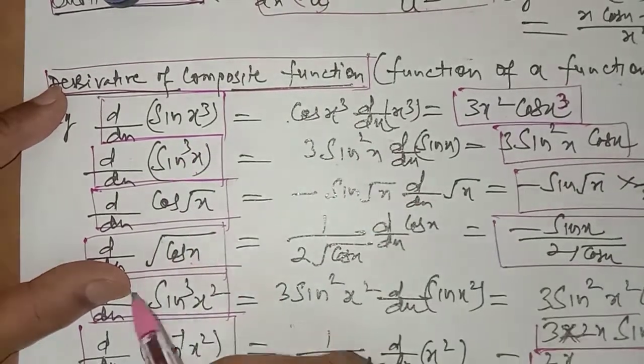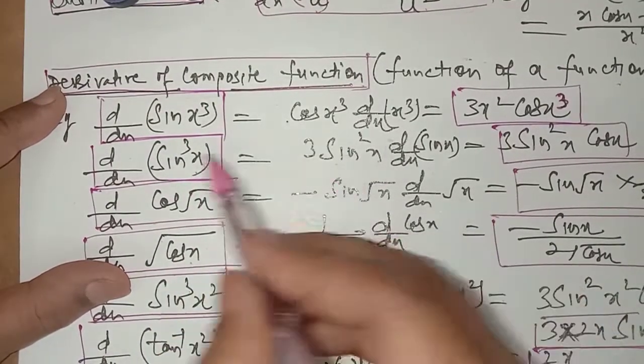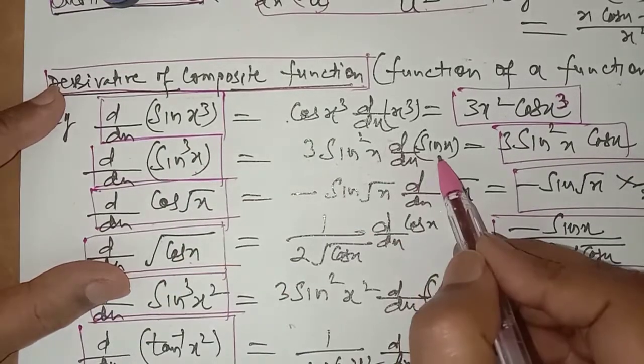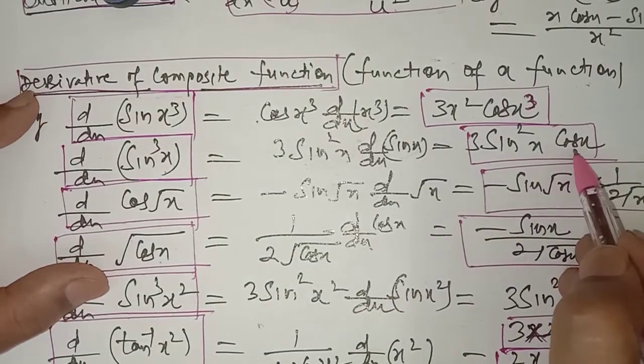See it very carefully. We have differentiated the power first. Whenever we have the power, we differentiate the power. So 3 sin square x, and now multiply with the derivative of sin x, which is equal to cos x.